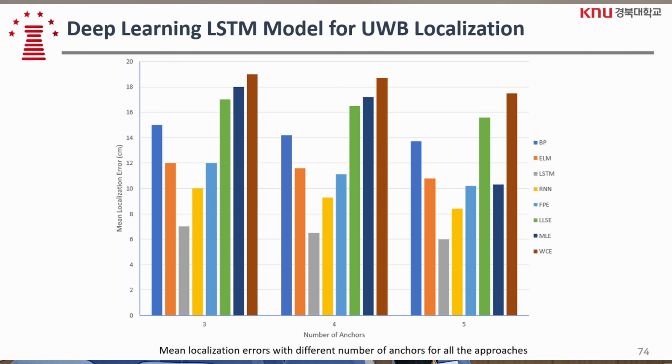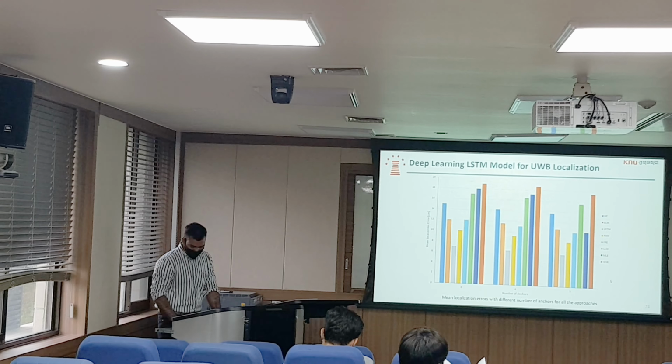We also considered changing the number of angles from 3 to 5, and analyzed different models: backpropagation, extreme learning machine, LSTM, RNN, and some conventional approaches such as fingerprinting, linear least squares estimation, maximum likelihood estimation, and weighted centroid estimation. Our LSTM-based approach shows the best performance compared to all the other conventional approaches.